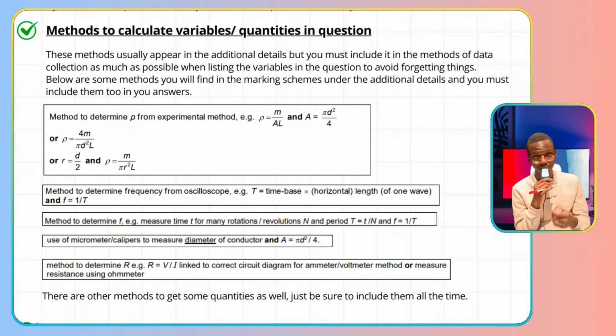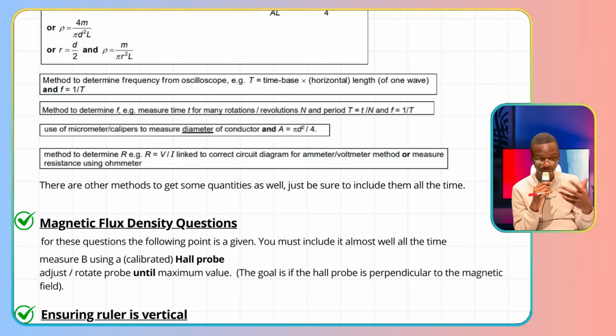Method to determine frequency, we talked about this. T is equal to time-base setting times horizontal length, then frequency is 1 over T. Or the method to determine frequency can be to measure the time for many oscillations, then divide the two. Use a micrometer or calipers to measure the diameter of a conductor. If you have a diameter that needs to be measured, you know what to use. And area is pi d squared over 4.